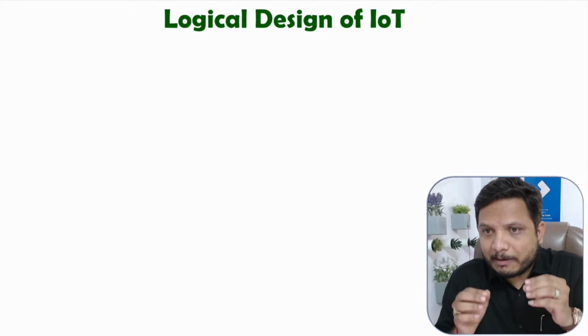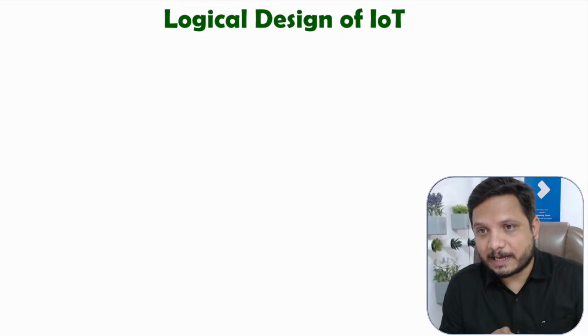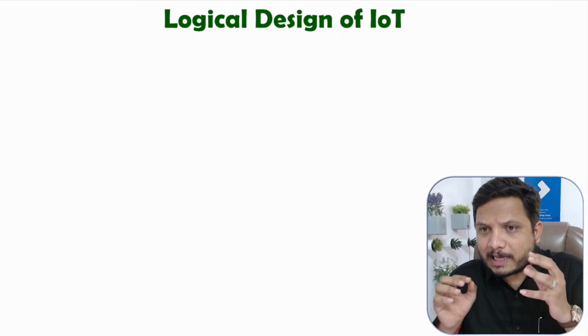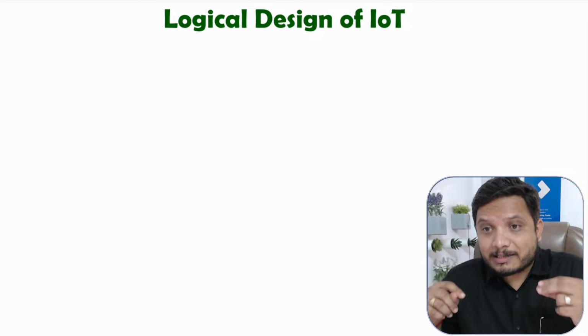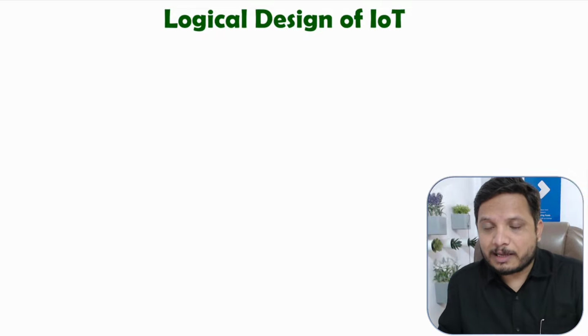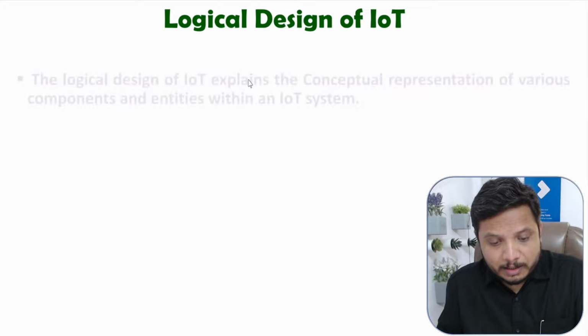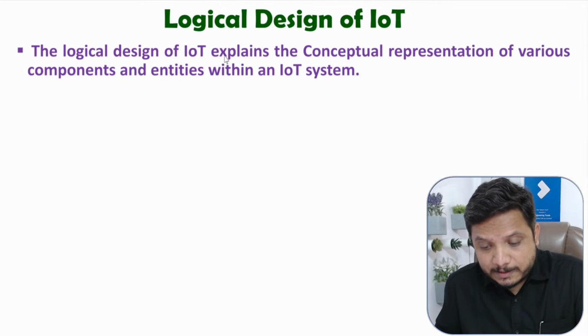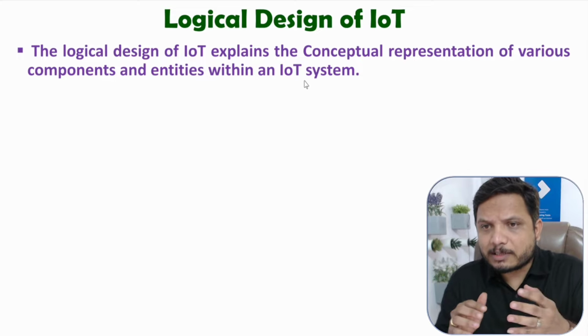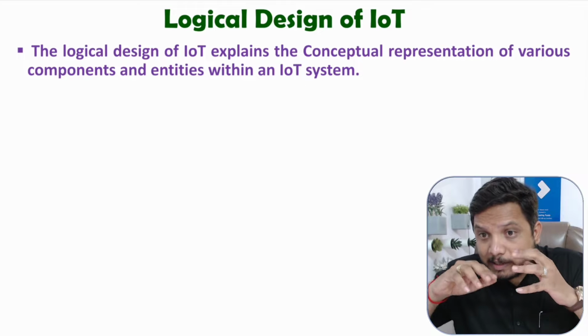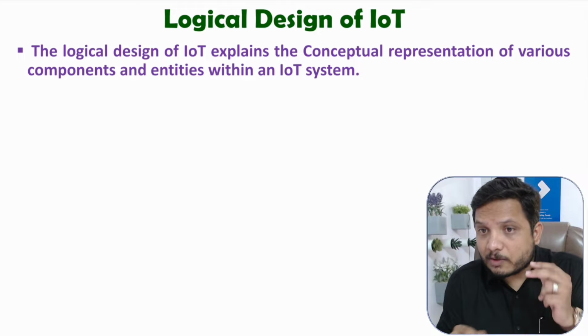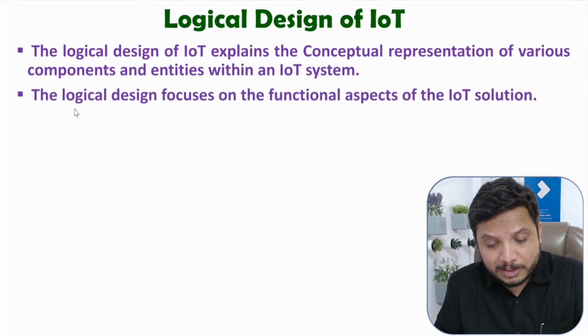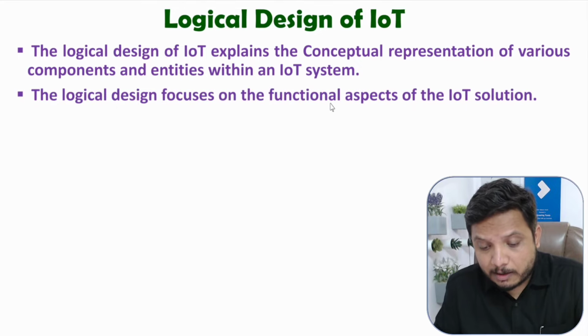In this video, let me explain you first what is the meaning of logical design. See, logical design of IoT explains you conceptual understanding of IoT ecosystem. Let us try to understand that step by step. See, logical design of IoT explains conceptual representation of various components and entities within IoT system. So here we are dealing with to understand how exactly conceptual understanding is there with IoT ecosystem with the use of logical design. When it comes to logical design, it will be focusing more towards functional aspects of IoT solution.